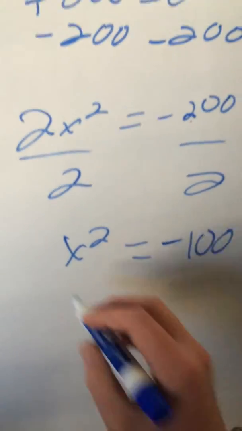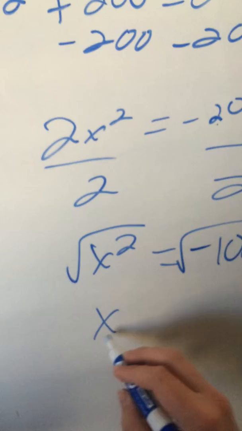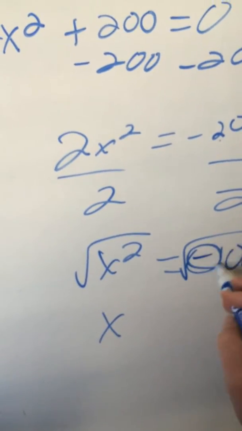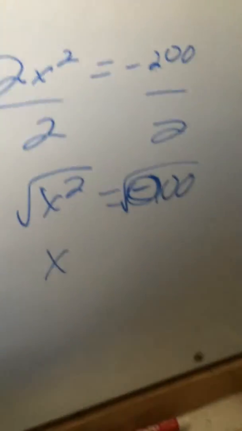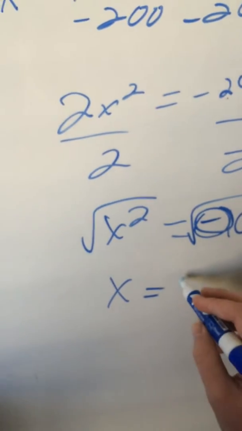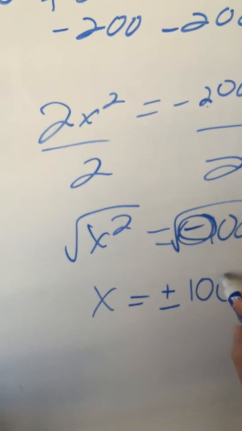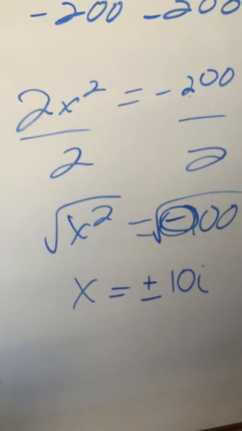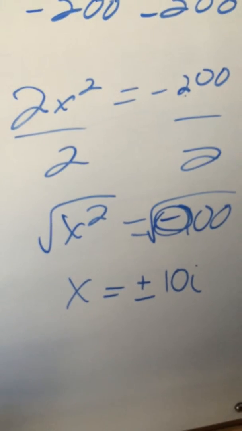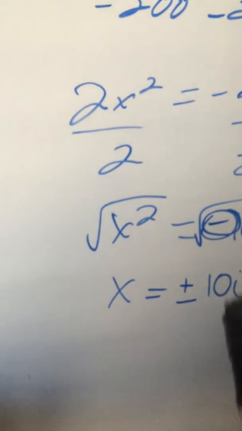Then you square root both sides to get x, and since this is a negative, it goes with the a plus bi form, so x equals plus or minus 10i, because a square root of a negative number always has to have an i part.